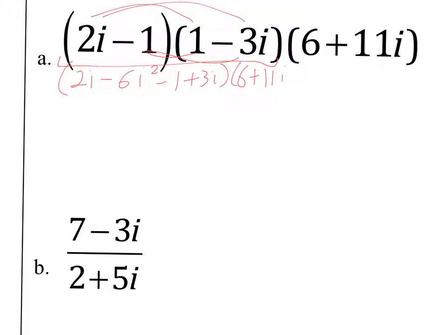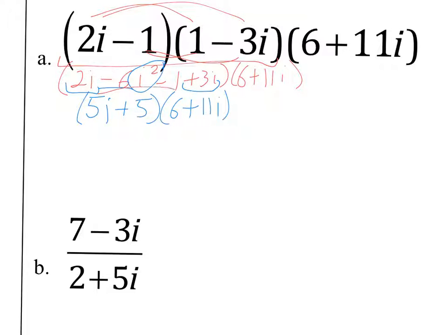6 plus 11i. Okay, that's going to reduce. So 3i and 2i is going to be 5i. Minus 6i squared is going to end up being plus 6 because i squared is negative 1. Plus 6 minus 1 would be 5. 6 plus 11i. Okay, do some distribution again.